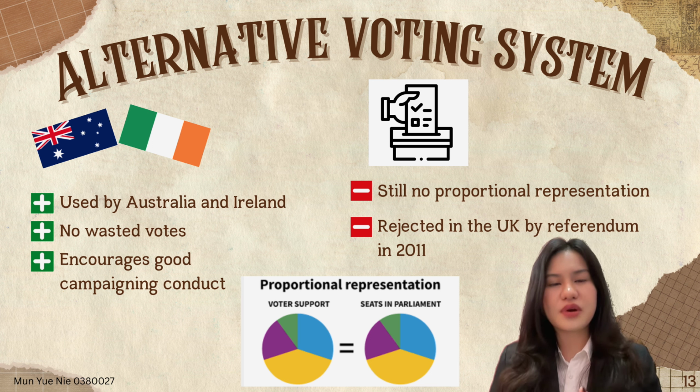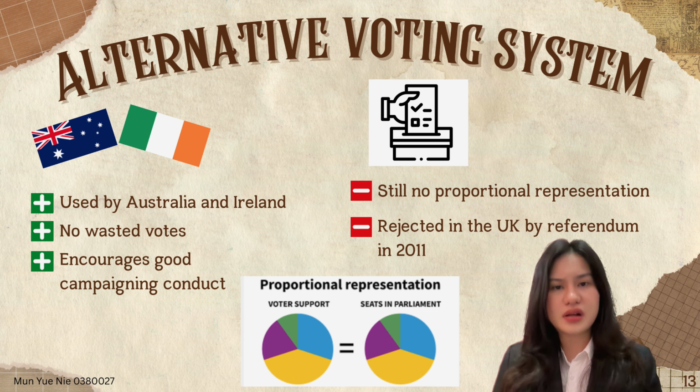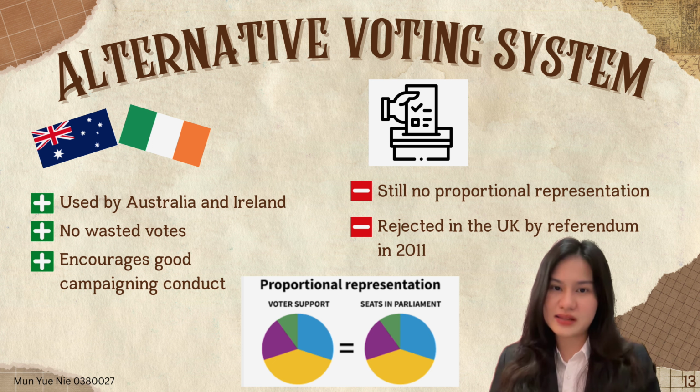Furthermore, in 2011, a referendum was held in the UK on whether or not they should switch to the alternative vote system. The public actually rejected this proposal, with 68% voting against the change, indicating a lack of public support for the alternative vote system, at least at the time. Nonetheless, it has been 14 years since then, and if the referendum was held again now, public opinion might be different.